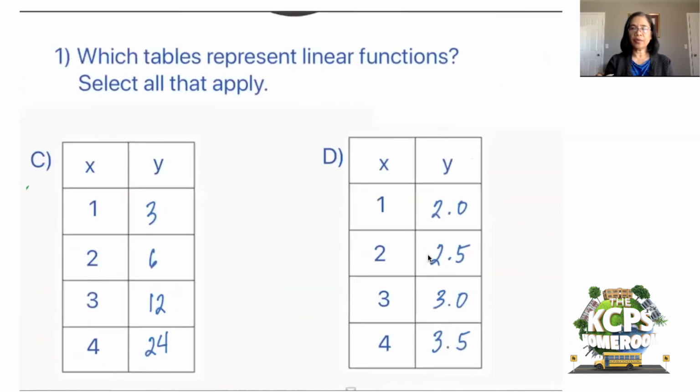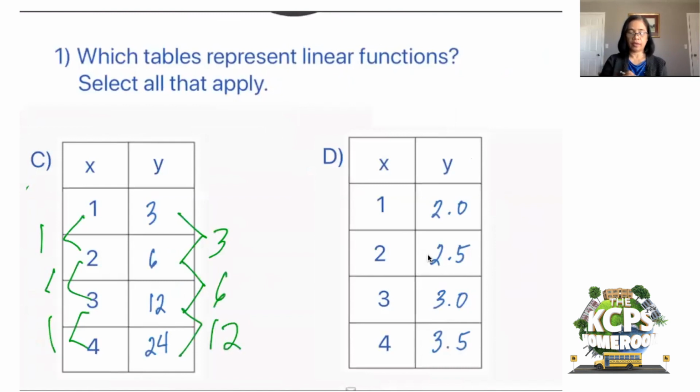Let's consider the third option. For letter C, again, if we move from 1 to 2, 2 to 3, 3 to 4, do we have equal differences? From 3 to 6, you have 3. From 6 to 12, it's 6, and here it's 12. So our conclusion, this does not represent a linear function.